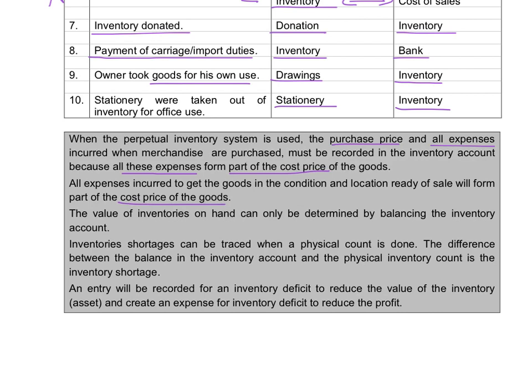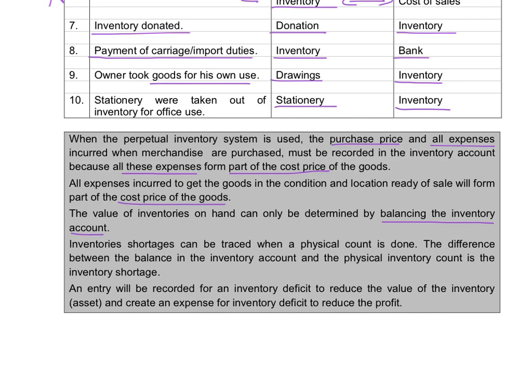So that import duties that you pay, the carriage on purchases will form part. If you receive the goods and you have to change it so that you will be able to sell it, it will form part of the cost price of the goods. The value of inventories on hand can be determined by balancing the inventory account. In the periodic system, the only way that they can determine what is the value of inventories is with a physical inventory count. In the perpetual system, you can determine it by balancing the inventory account.